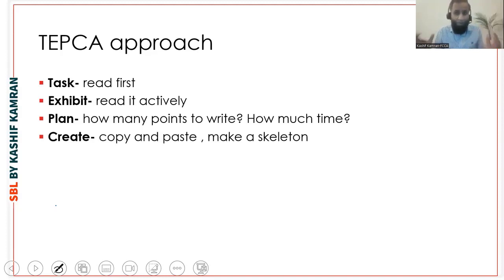C, create. When you're going through the exhibits, copy paste, create, make a skeleton. I'll show you that. Dump. Keep dumping information from the exhibits into the word processor. So in the 17 minutes of reading and planning time, you must have dumped a lot of information from the exhibits into your word processor, and you have a sort of skeleton ready.